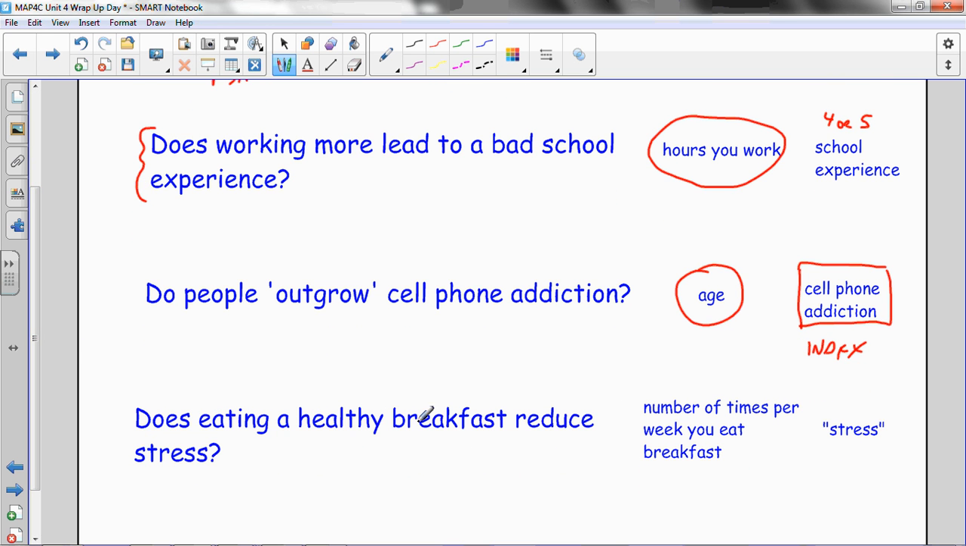Does eating a healthy breakfast reduce stress? So you might ask people, how many times a week do you eat breakfast? And then your index value is going to be some sort of stress measure. And again, the index you get to make up.